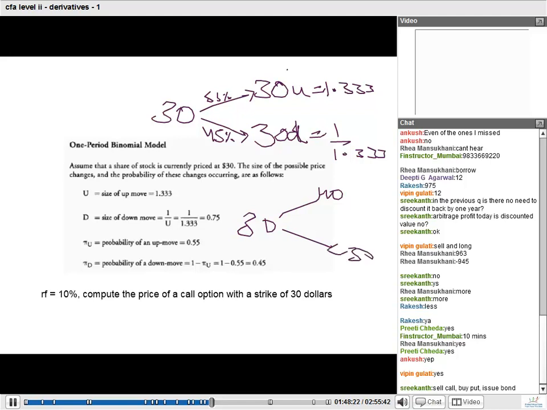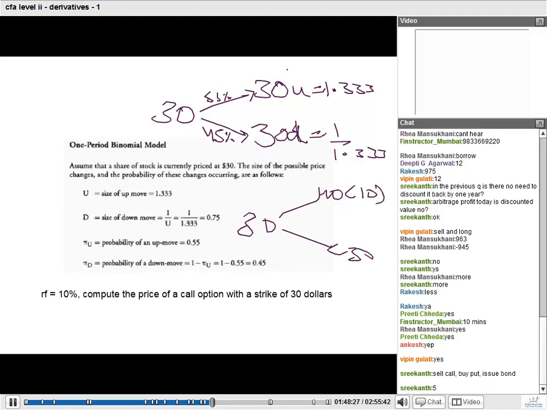So if the stock moves up to 40, what is the value of the option? The option will give you $10. That is 40 minus 30 because the strike price is 30. If the stock moves down, what is the value of the option? Remember, the value of the option can never be negative. It can go down to a maximum value of 0 or the worst price of 0. That is, the option will not be exercised. The buyer of the option will simply let it go. There is a 55% chance of this happening and a 45% of the latter happening.